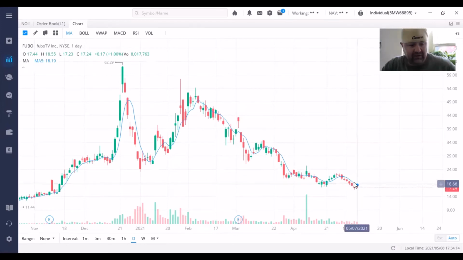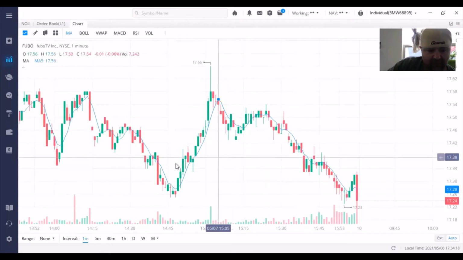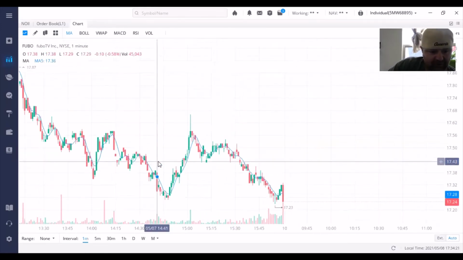Now, if we were to trade this, let's go into the day trading chart. Let's try the 1-minute chart with this one. All right. If we were going to day trade this one, let's look at it.